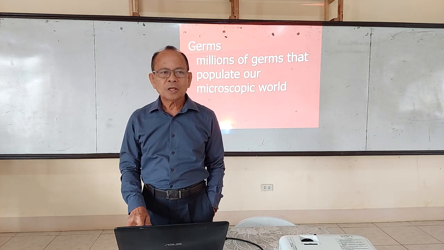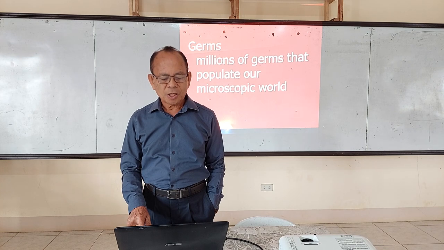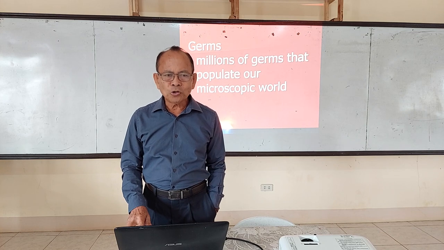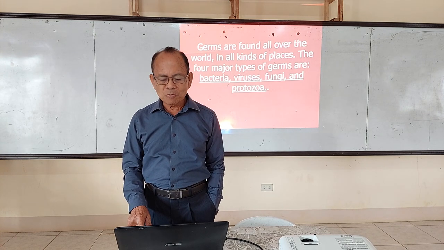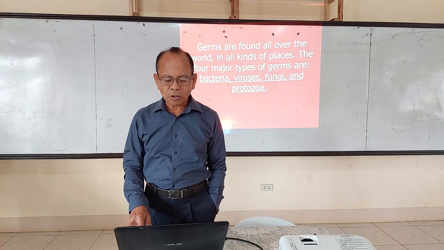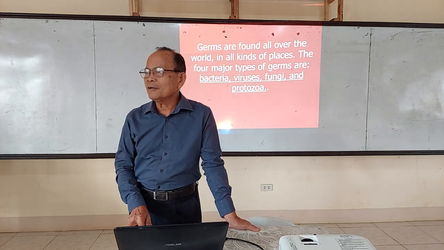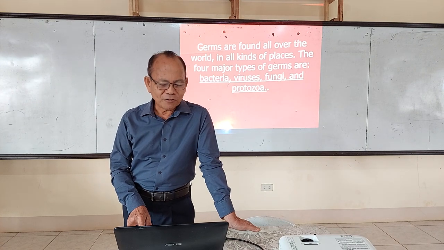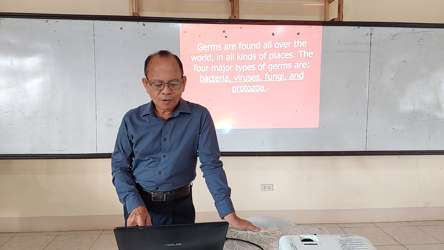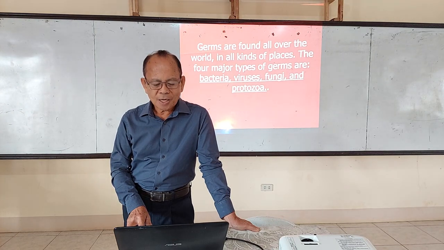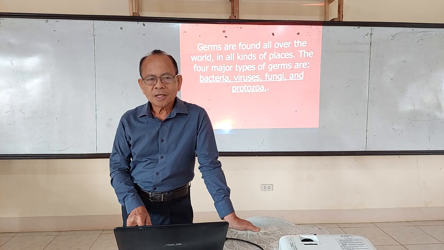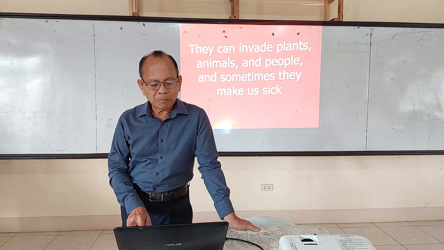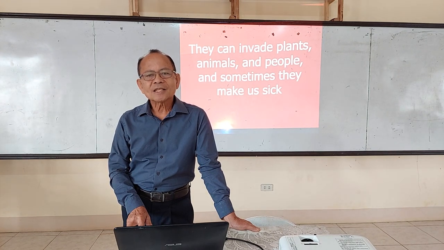Now, when you say infectious, the causative organisms could be germs, and this is a general term. Do you know that billions of germs populate our microscopic world? Germs are found all over the world, in all kinds of places. What are the four major types of germs? Review: we have bacteria, viruses, fungi, and protozoa. So these are the four major microorganisms around us, and these germs can invade plants, animals, and people, and sometimes they make us sick.